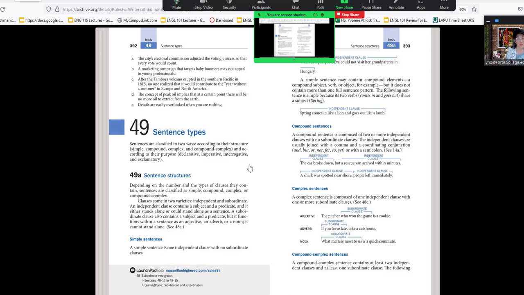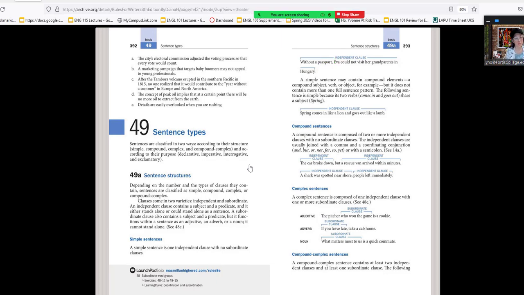Sentences are classified in 2 ways. According to their structure: simple, compound, complex, and compound complex, and according to their purpose: declarative, imperative, interrogative, and exclamatory. Sentence structures. Depending on the number and types of clauses they contain, sentences are classified as simple, compound, complex, or compound complex. Clauses come in 2 varieties, independent and subordinate.